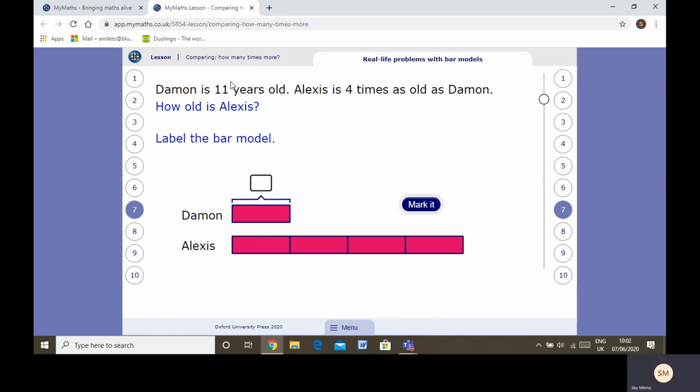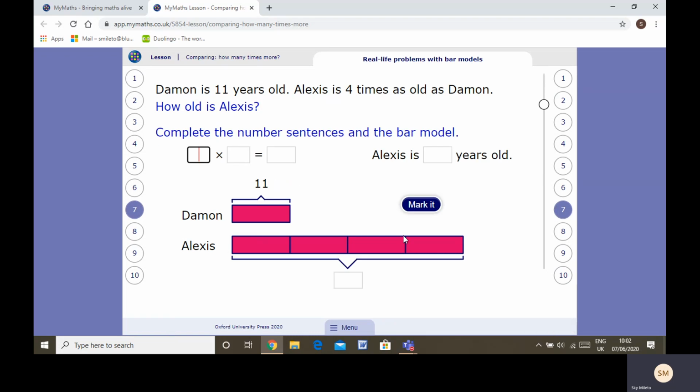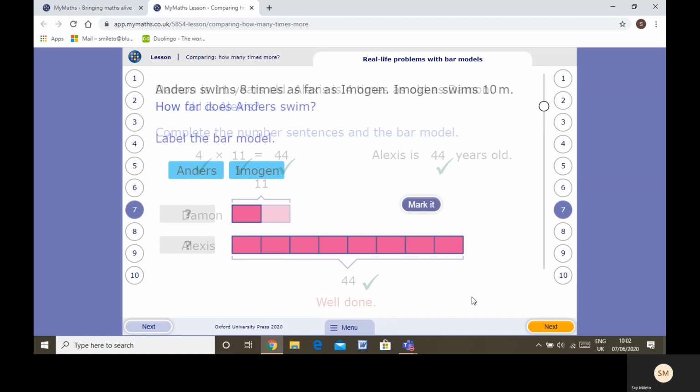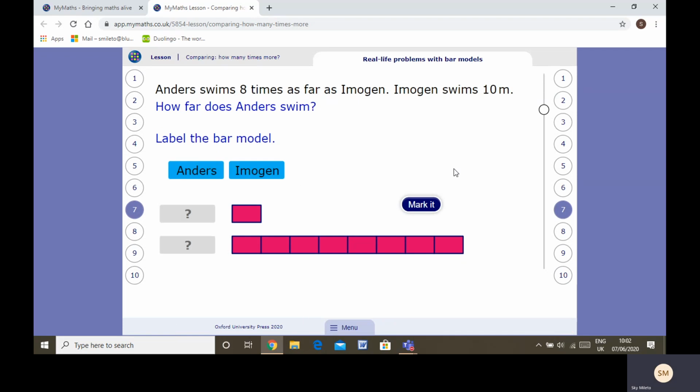Now we know that Damon is 11 years old, so I can type in 11 for the 1 bar. And we know Alexis has 11, 11, 11, and 11. 4 times 11. And we all know that 4 times 11 would equal 44. So Alexis must be 44 years old, very old. Oh, got to type it in here too. Okay. Now, if you want to do the next ones, you can. I'm going to move on.